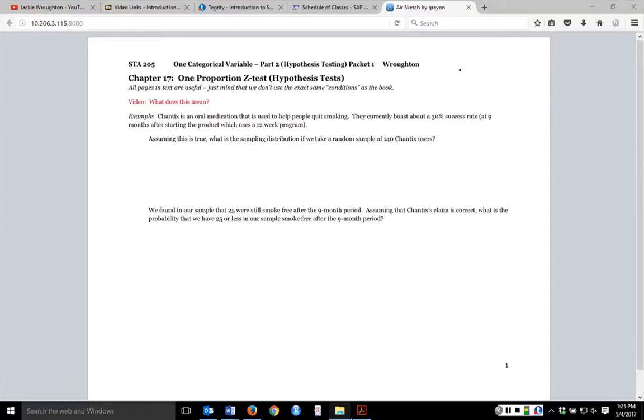Alright, so we're in the one categorical variable part 2 notes to kind of introduce the idea of hypothesis testing. First off, I'd like to say the good news, or possibly bad news, depending upon how you felt about the last set of notes, is that there's really no new math in this set of notes. We're going to be using the same type of math that we did in our previous set of notes, just formalizing things a little bit more.